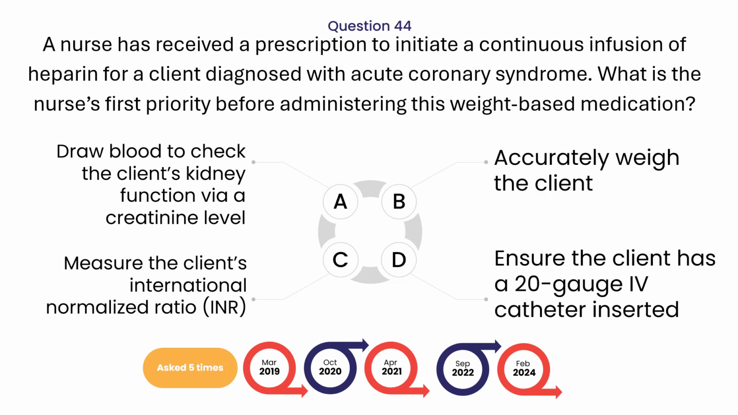A. Draw blood to check the client's kidney function via a creatinine level. B. Accurately weigh the client. C. Measure the client's international normalized ratio. D. Ensure the client has a 20-gauge intravenous catheter inserted. The correct answer is B. Accurately weigh the client. B is correct.